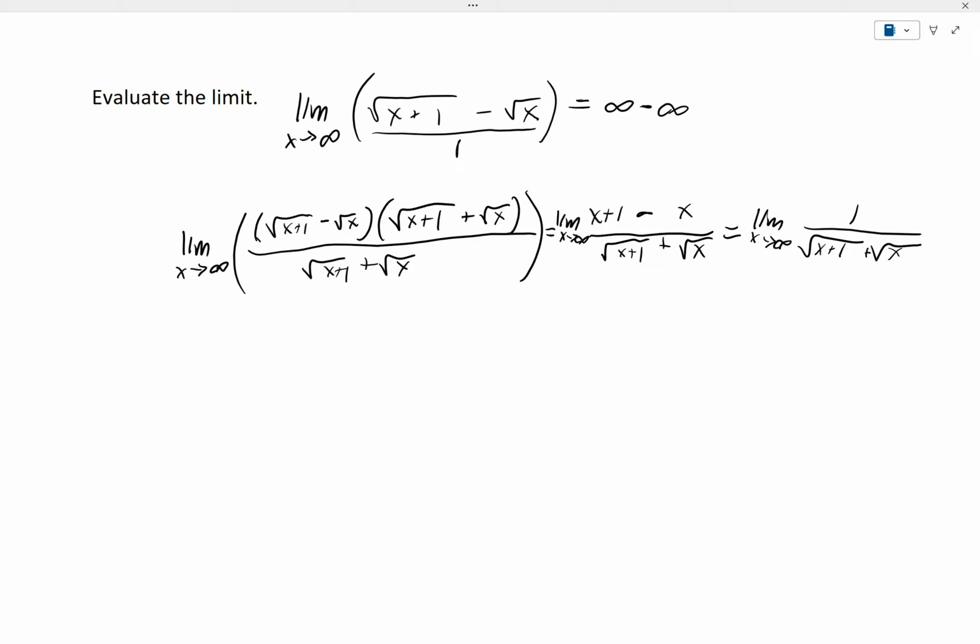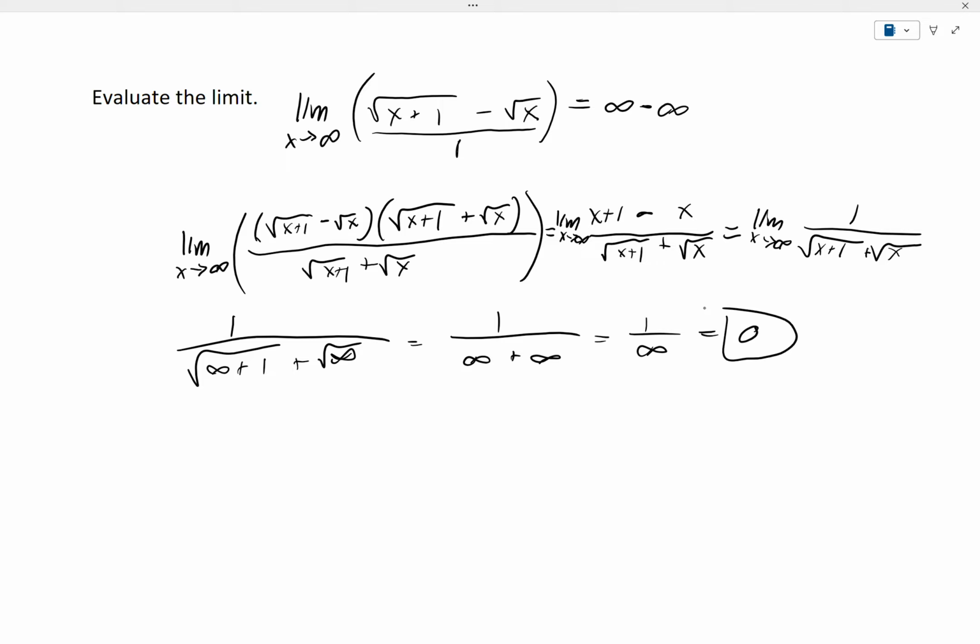Okay, well, now plug in infinity. And what do you get? You get 1 over root of infinity plus 1 plus root of infinity, which is just 1 over infinity plus infinity, which is just 1 over infinity, which is just 0. So this limit does simplify to 0.